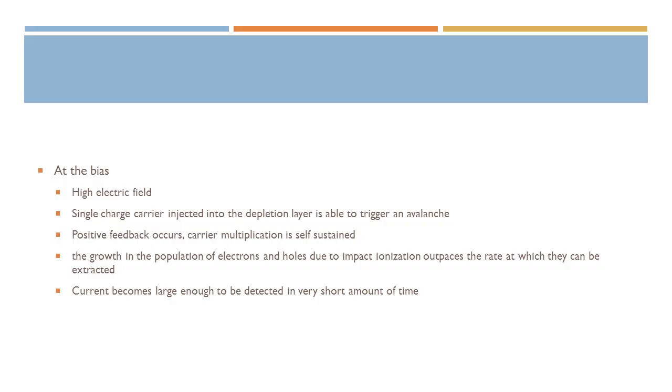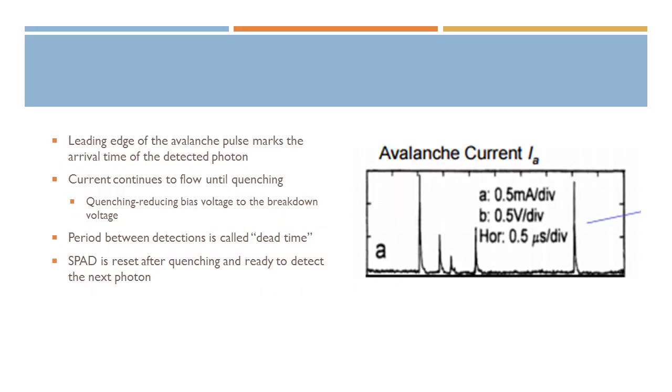The avalanche is diverging because the growth in the population of electrons and holes due to impact ionization is greater than the rate at which they can be extracted, leading to exponential growth of the current. This allows the avalanche current to rise so fast it's almost instantaneous, and the current is also so large that it can be detected, usually within the milliamps range. When the photon is detected, the leading edge of the avalanche pulse current signal marks the arrival time of the photon. We can see the detection times of many photon detections in the plot on the left as the edges leading to the peaks. The current continues to flow until the diode is quenched.